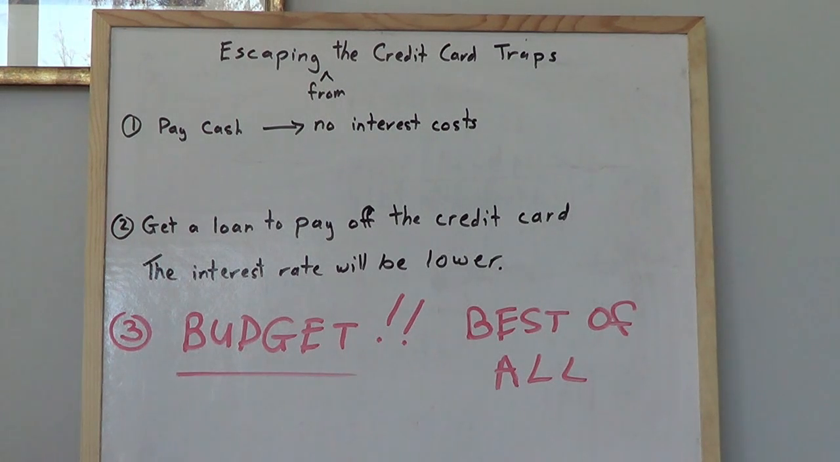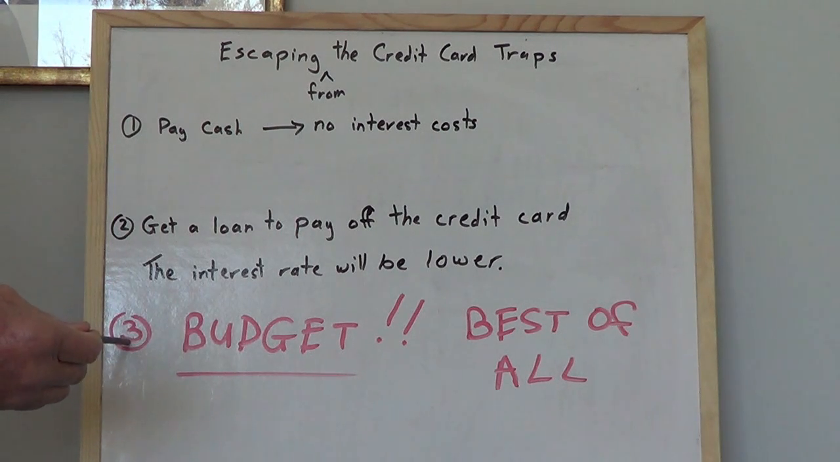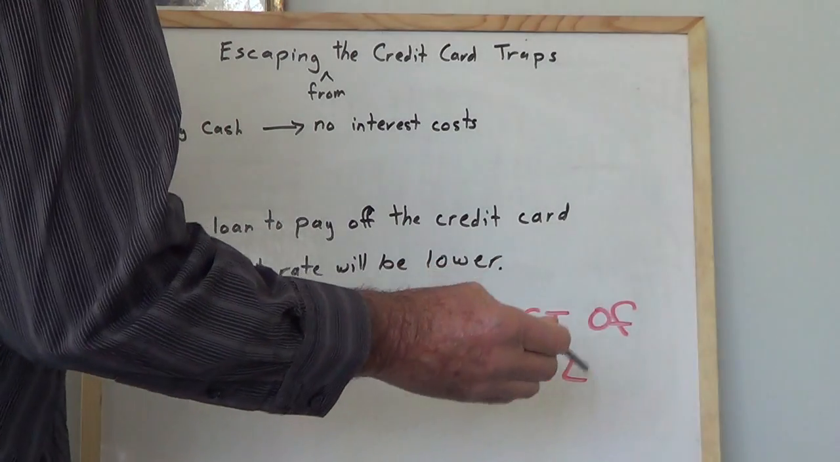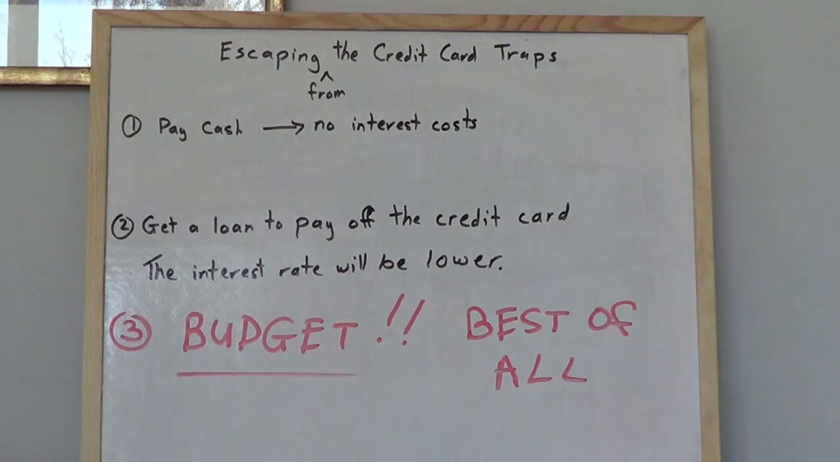Now, here's the best advice I can give you. Number 3, budget. That's the best of all. You won't get yourself into trouble, because if you've got yourself in trouble, that means you're not using your money very well. You're not managing your money, and you'll find I've actually done a video on budgeting, and you should have a look at that. And we're done.